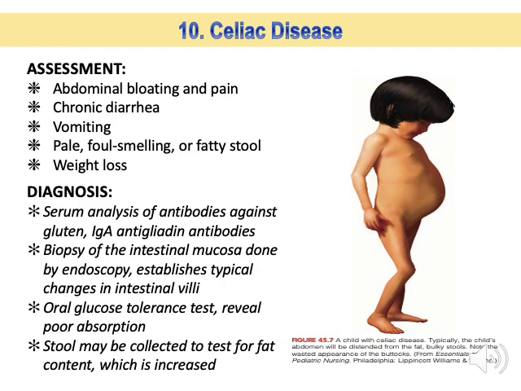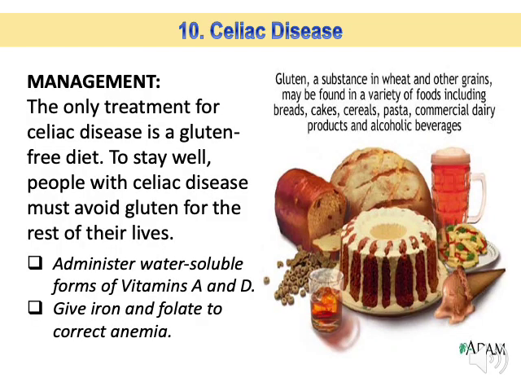Diagnosis: serum analysis of antibody against gluten shows IgA antibodies. Biopsy of the intestines shows typical changes in the intestinal villi. Oral glucose tolerance tests will reveal poor absorption, and stool may be collected to test for fat content, which is increased. The only treatment for celiac disease is a gluten-free diet.